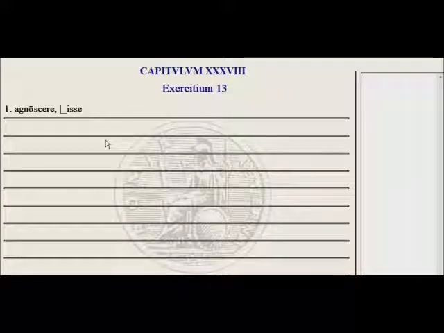Exercise 13, we have practice with principal parts. So I'm hoping you're making flashcards for these as you go through the chapter. The meaning on one side in English, and then the forms on the other. So agnoscere, to recognize, to get to know. Agnoscere, agnovi, agnitus. And then the rest of those. Go ahead and try this section on your own now.